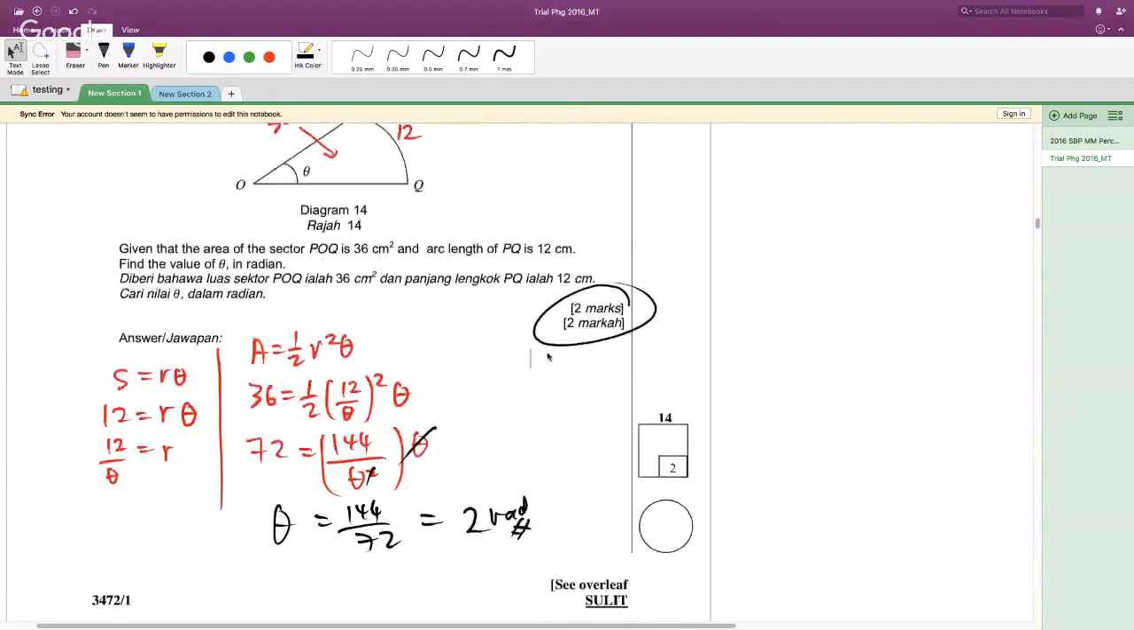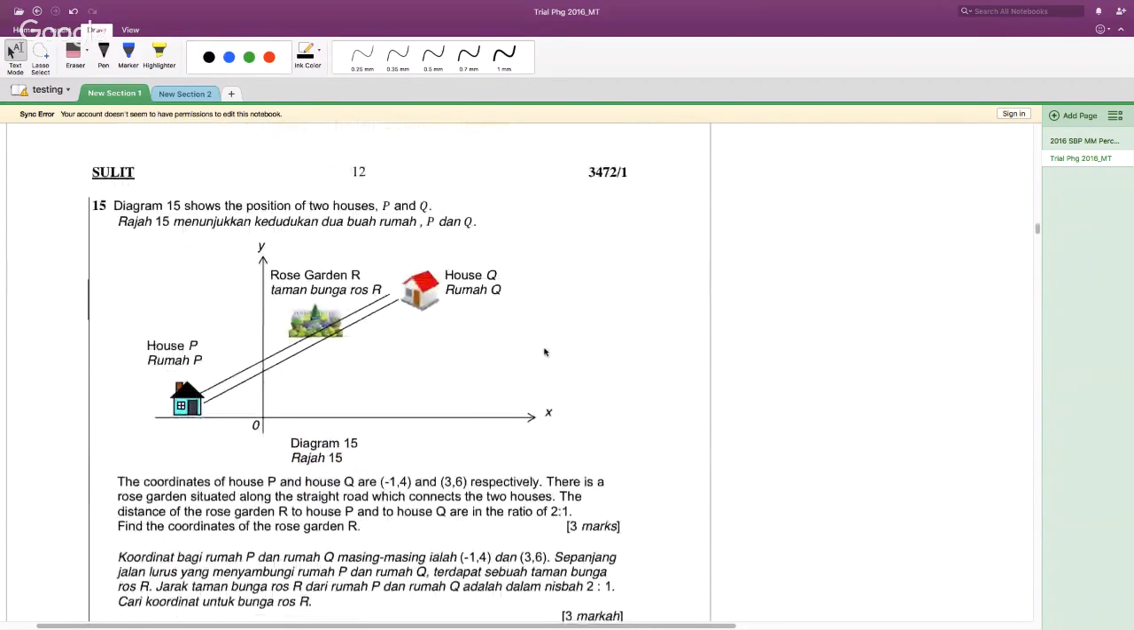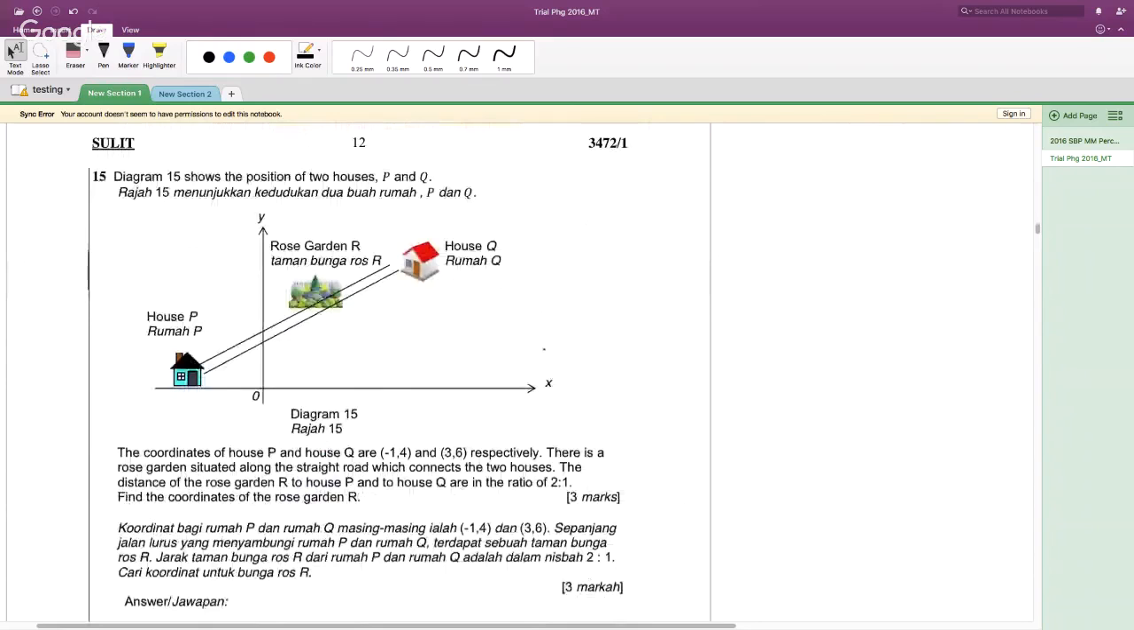Let me move on to question 15. Diagram 15 shows the position of two houses P and Q. The coordinates of the house P and the house Q are, we have the coordinate here, which is negative 1, 4, and Q is 3, 6, respectively. There's a rose garden situated along the straight road which connects the two houses. The distance of the rose garden R to P is in the ratio 2 to 1. Here is 2, here is 1. Find the coordinate.